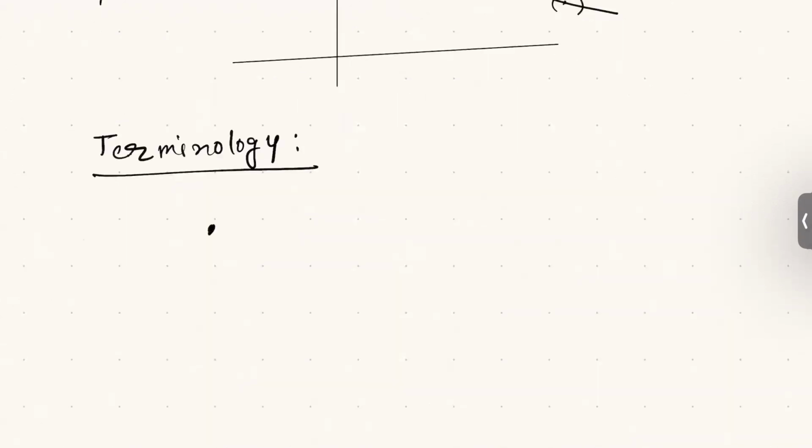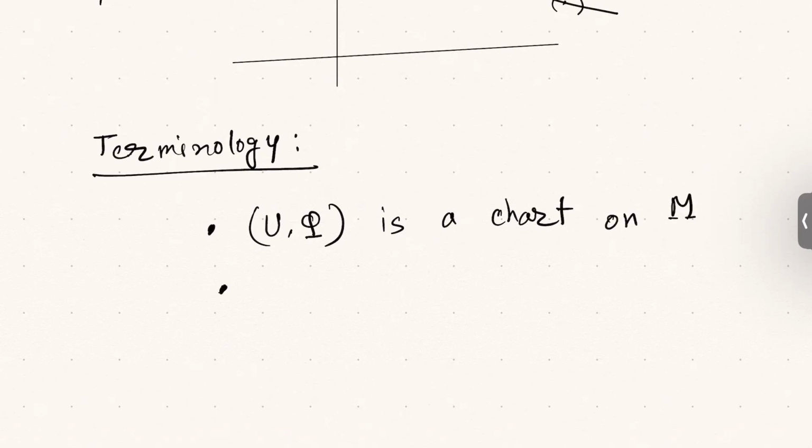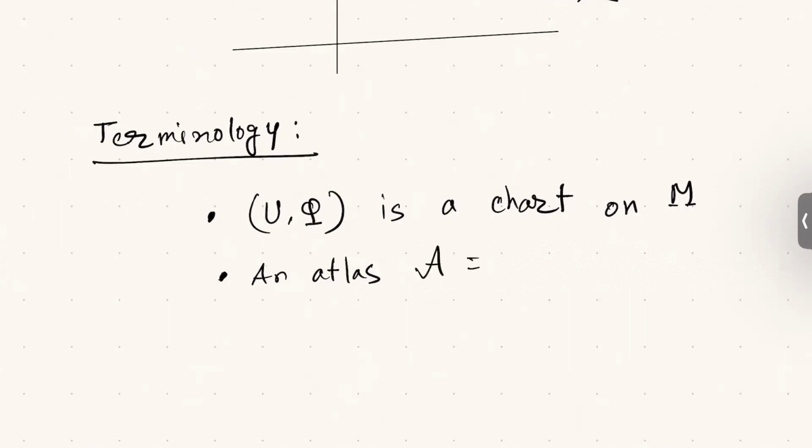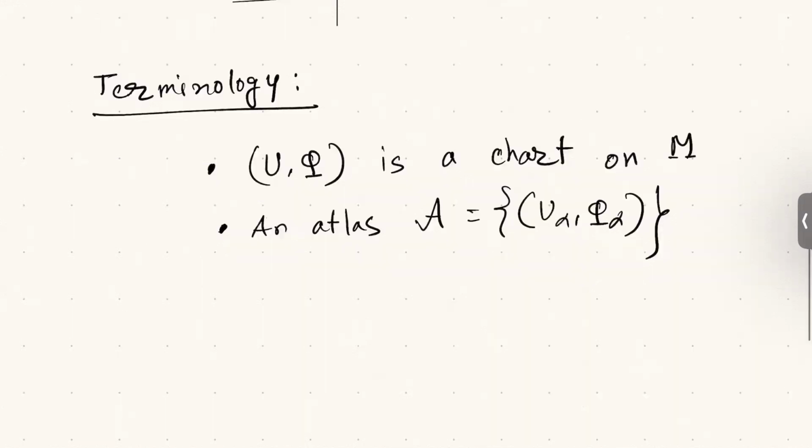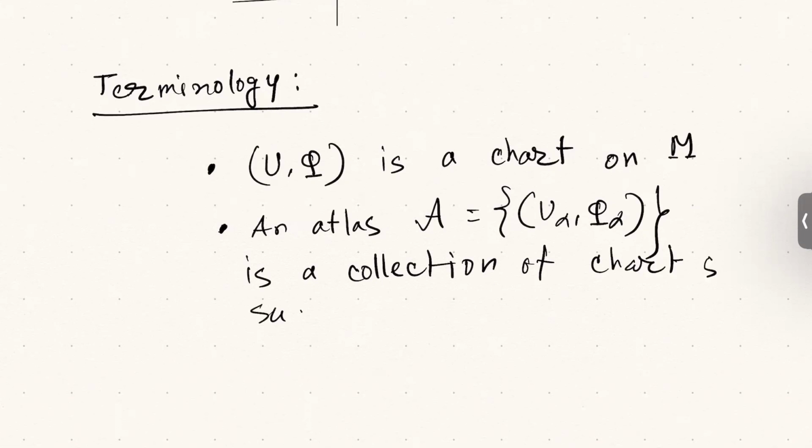So the first one is (U, phi) is a chart on M, and then an atlas A equals to (U alpha, phi alpha) is a collection of charts such that the union of alpha U alpha is equal to M.